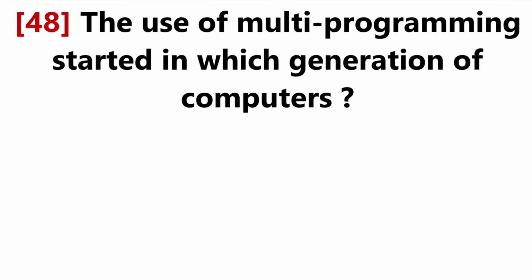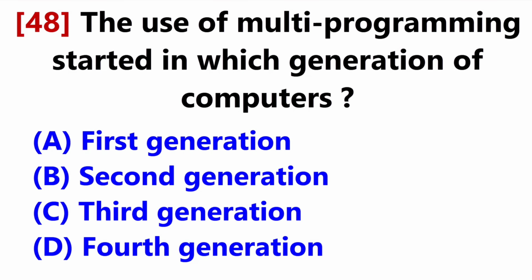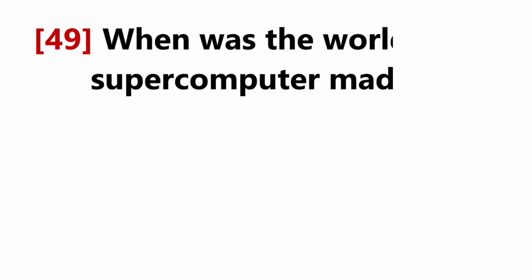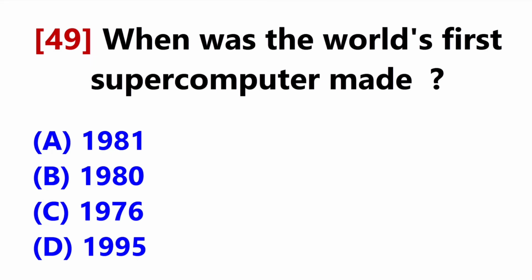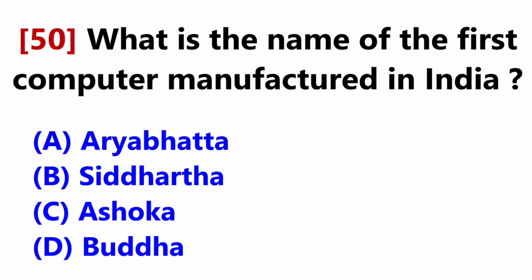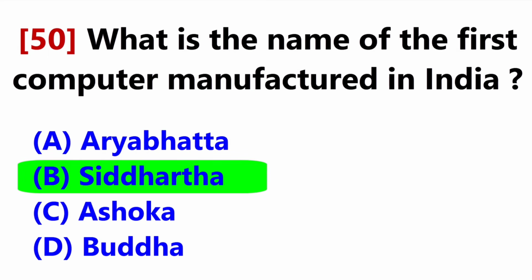The use of multiprogramming started in which generation of computers? Answer option C, third generation. When was the world's first supercomputer made? Answer option C, 1976. What is the name of the first computer manufactured in India? Answer option B, Siddharth.